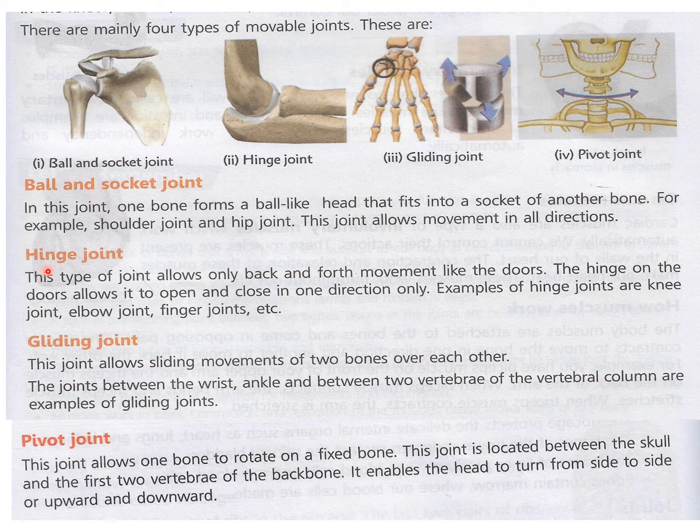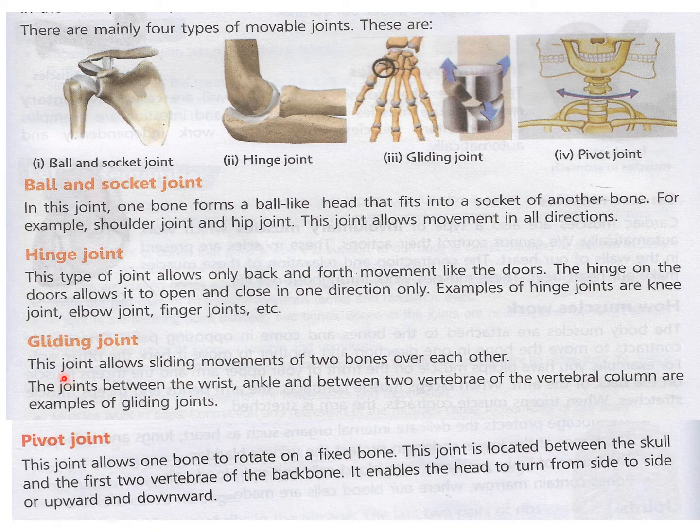Then hinge joint. Hinge is, you must have seen doors in your home. They are attached to the frame with the hinge. So in the same way, like a door can move in one direction only, our elbow joint also, or finger joints or our knee joint, they can move in one direction only. So this type of joint allows only back and forth movement like the doors. The hinge on the doors allows it to open and close in one direction only. Examples of hinge joints are knee joint, elbow joint, finger joints, etc.